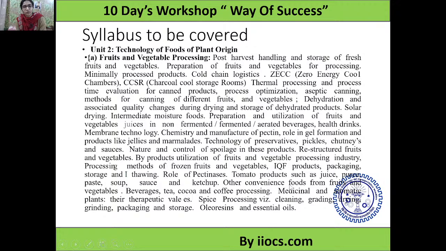Then we'll also be covering the different other convenience food items which we can prepare from the fruits and vegetables. Then in the fruits and vegetables, we'll also cover the beverages, your fruit juices and vegetable juices. Along with that, we'll cover tea and coffee, the stimulating beverages, and the processing of the tea as well as the coffee. And in this we'll see what different kinds of coffees and teas there are, how they are being processed, and the medicinal and the aromatic plants.